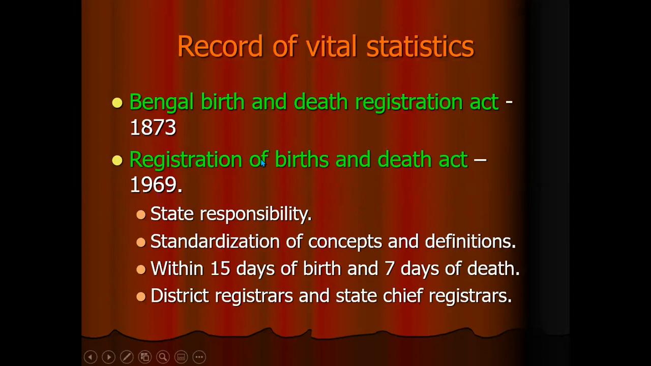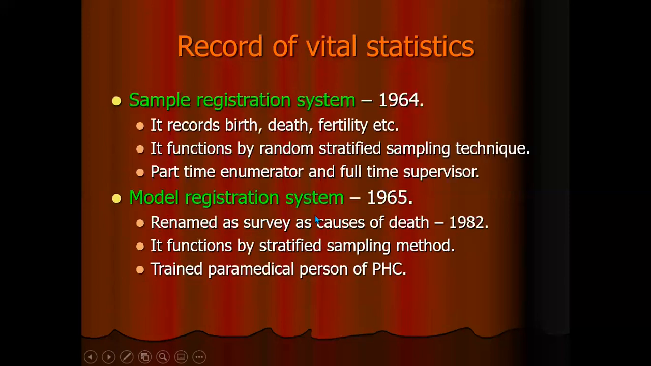From where do we get the vital statistics? Vital statistics are recorded according to the Bengal Birth and Death Registration Act, which is later termed as the Registration of Birth and Death Act 1969. It is a state responsibility. By this act, there is standardization of concepts and definitions, and it is essential that birth is registered within 15 days and death is registered within 7 days. And the district registrar and state chief registrar are responsible for the activity.